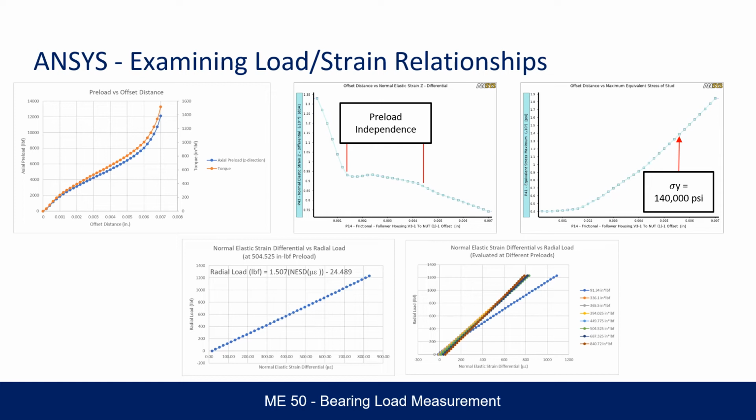If the strain differential is constant across different axial preload values, our model is preload independent and thus only radial load will impact the value of the normal elastic strain differential. Preload independence is achieved in the region specified in the graph. More importantly, the difference in strain is utilized as a strain value in our load-strain relationship. The analytical load-strain relationship for a specified preload is displayed in the bottom left graph.